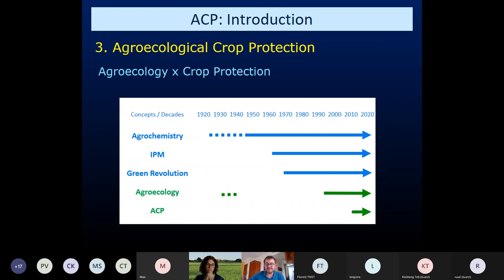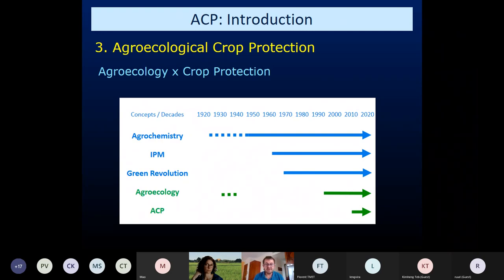On a temporal scale, I represented different concepts. Of course, agrochemistry, which was born after the First World War and was used after the second one, with IPM, with the use of pesticides in the 60s, as we said before. We have another concept, which is the Green Revolution, where we try to increase productivity by using artificial inputs such as mineral fertilizers, pesticides, but also new varieties, water, and so on.